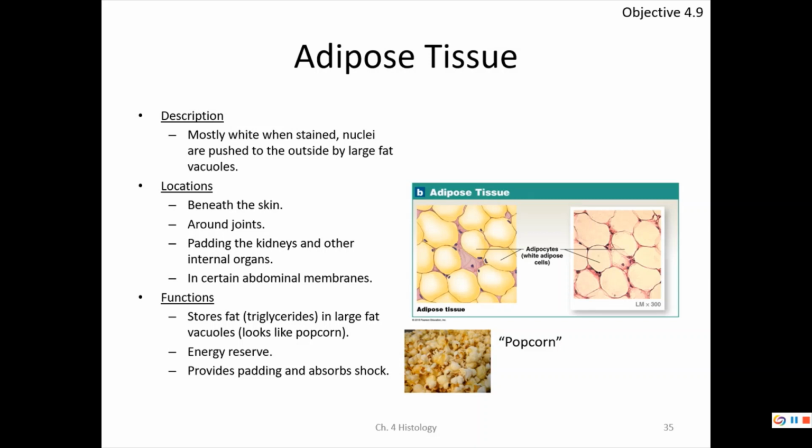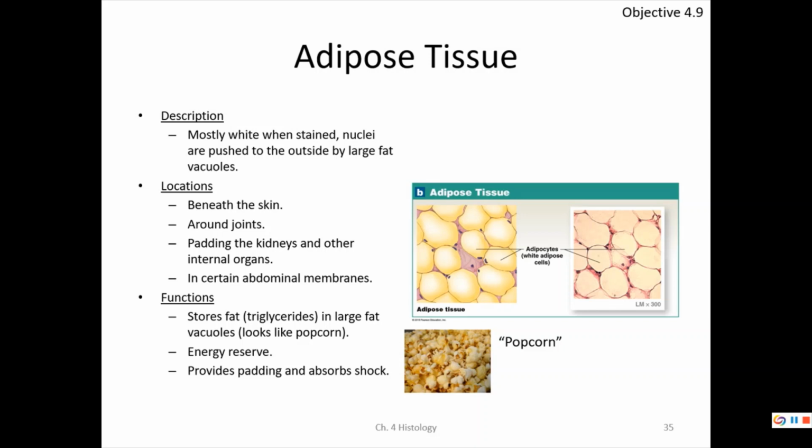Now, I personally think it doesn't matter to us. I mean, it is found in the greater omentum attached to the stomach, but that doesn't mean much to you guys at this level. The way I always try to say it, I think it needs to be more generalized on the structure sheets. But things like beneath the skin, around joints, padding organs, those are big things I think absolutely need to be talked about.